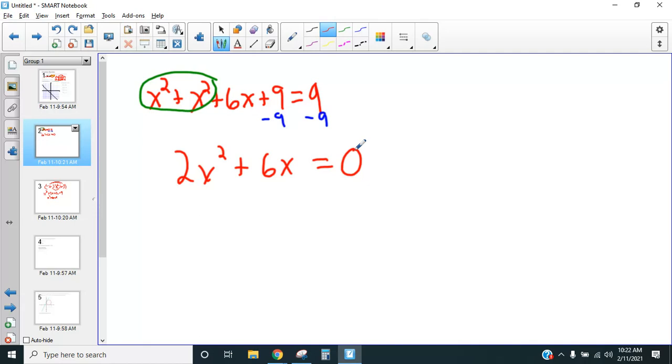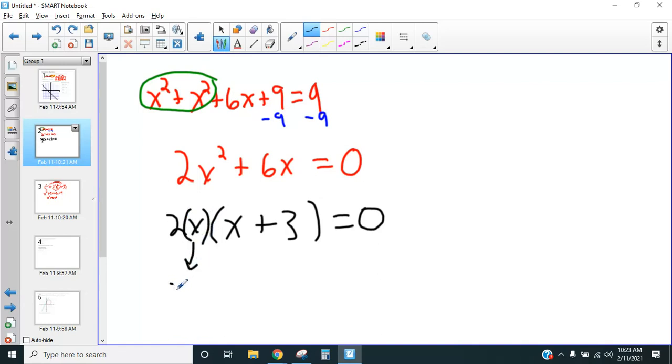Who knows how to solve this one? Yep. Bingo, right? So there's a common factor of 2x. That leaves x plus 3 on the inside. Now, when we have a common factor like that, x is its own factor, which means one of the solutions is 0. That's a thing that's often forgotten. Got to get used to that.